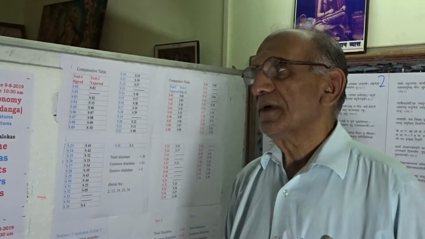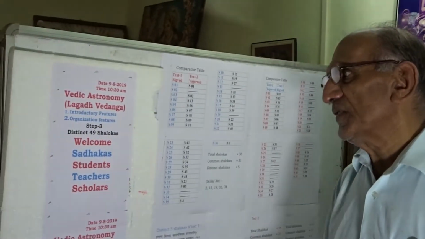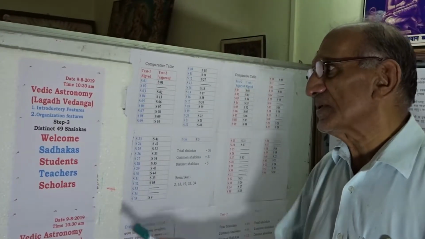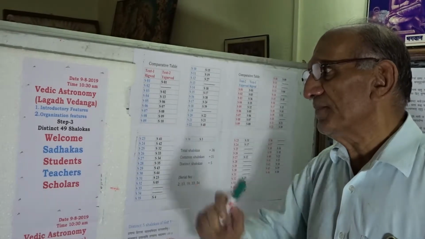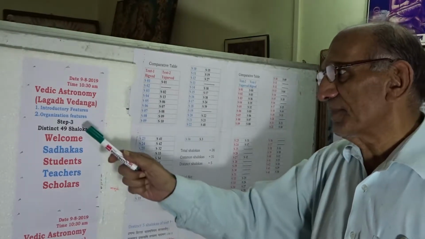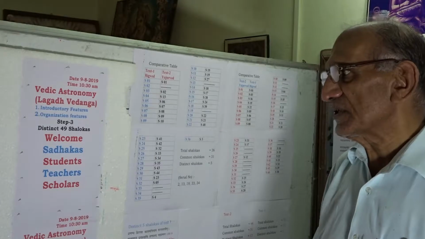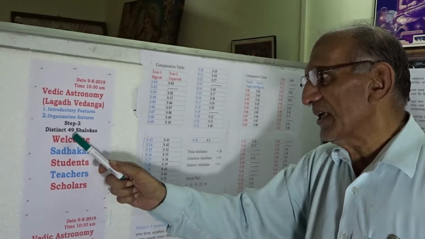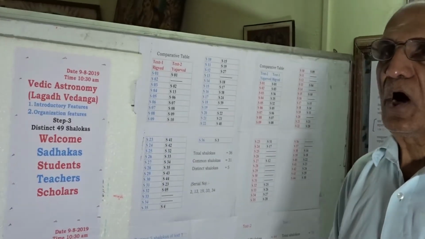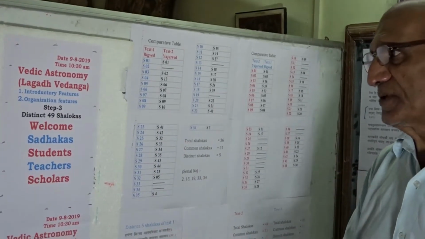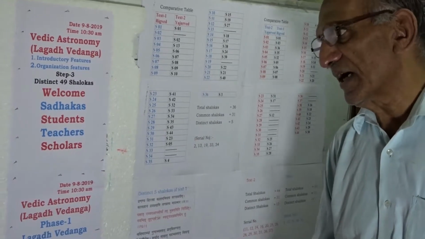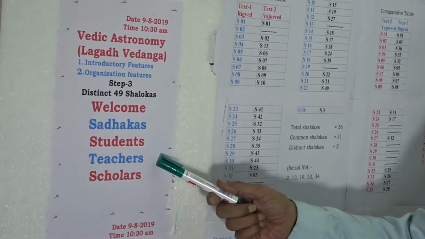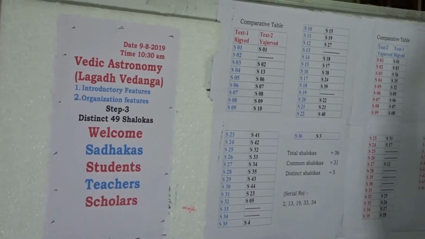Welcome to Lagda Vedanga Values, Features and Formats as the source values of Vedic astronomy. In step 3, our focus is going to be upon the distinct 49 shlokas of the pair of scriptures of Lagda Vedanga. Sadhakas, students, teachers and scholars are welcome.